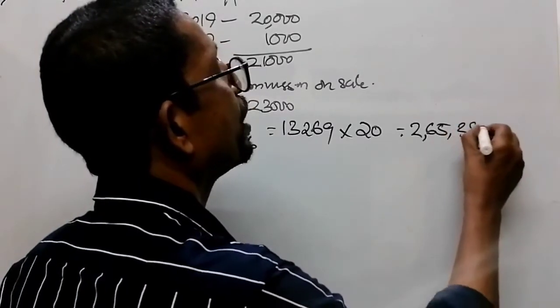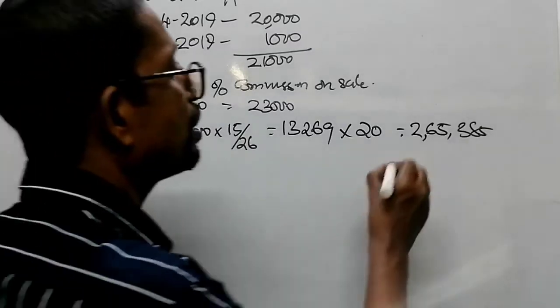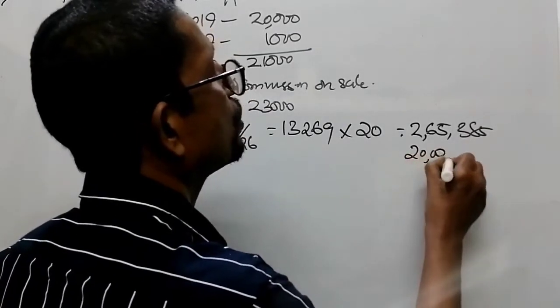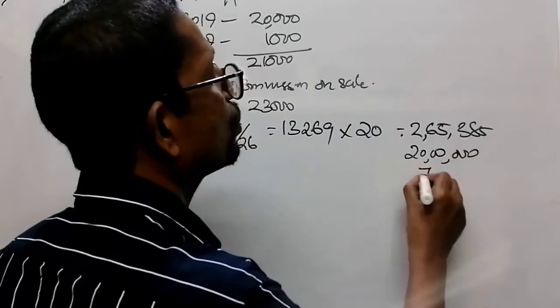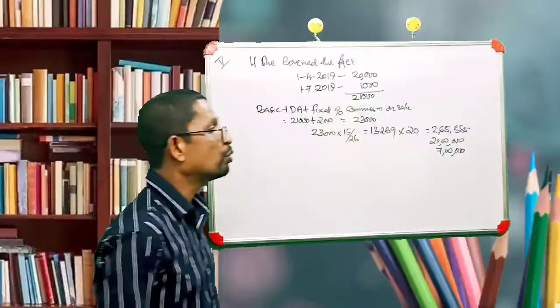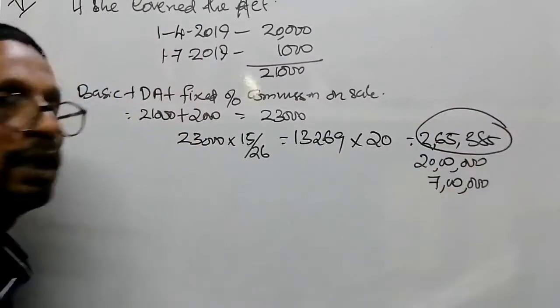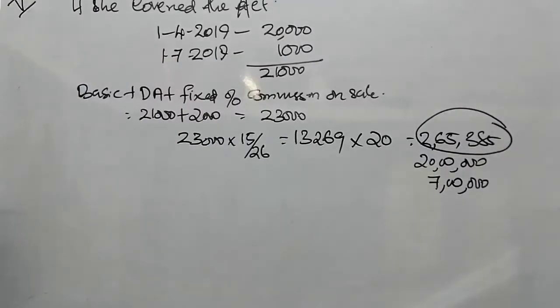2,65,385. Again, next condition. What is the next condition? Rupees 20 lakh. And actual gratuity received, 7 lakh. Out of this, the least figure will be exempted. So this is the least figure. Therefore, exempted how much now?